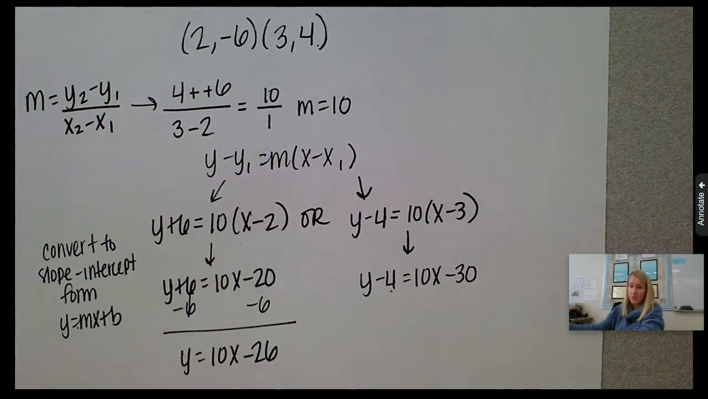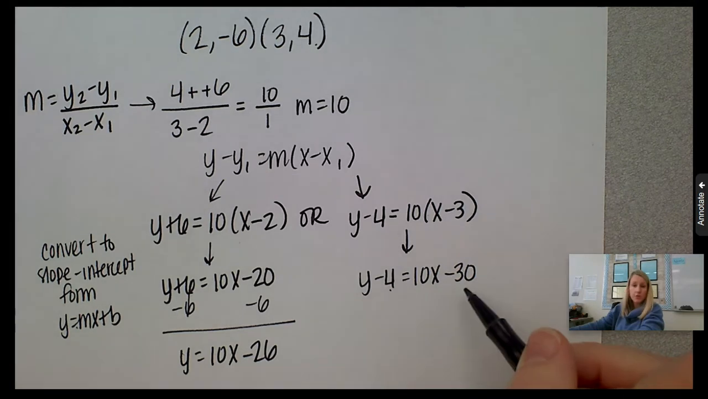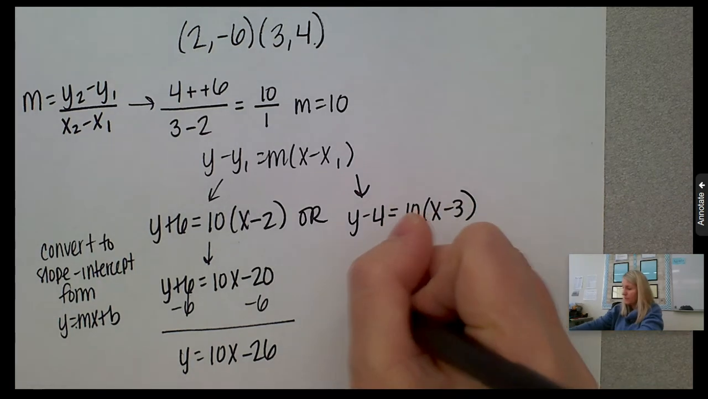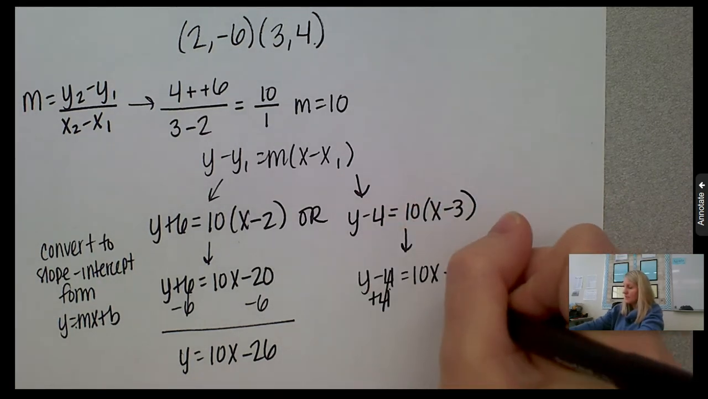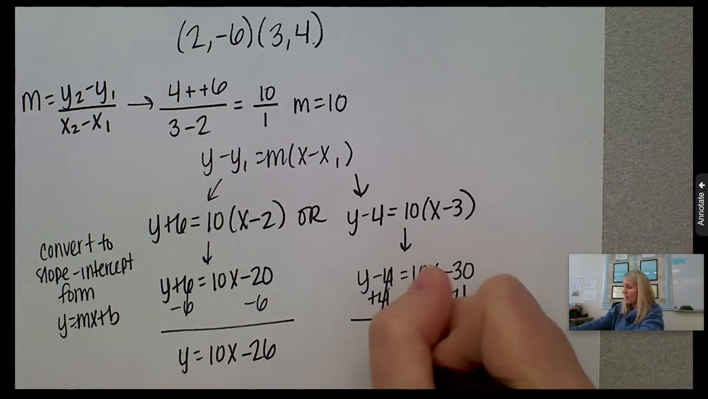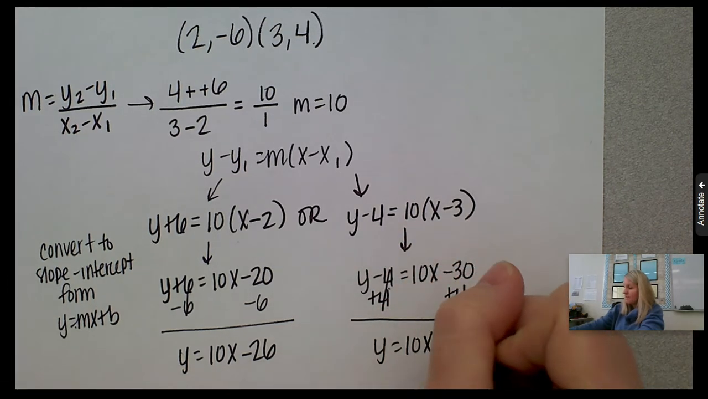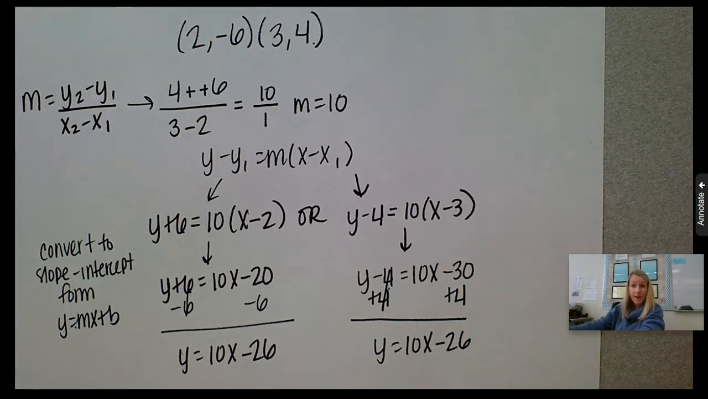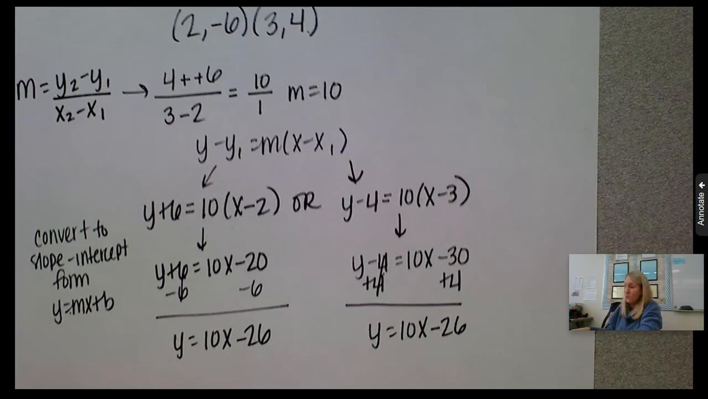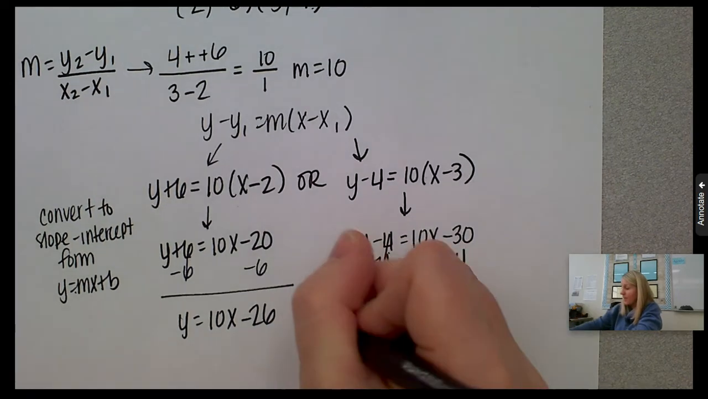Okay, so I have a new equation. But let's try it with this one and see what happens. I have y minus 4, but I just want y isolated. So I'm going to add 4 to both sides. And once again, I'm lining it up with a like term over here. And I would get y equals 10x minus 26. Oh my gosh, guys, it's a miracle. They are the same equation. We just proved it.